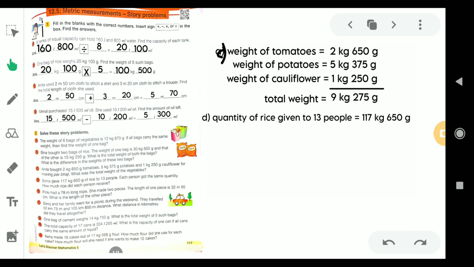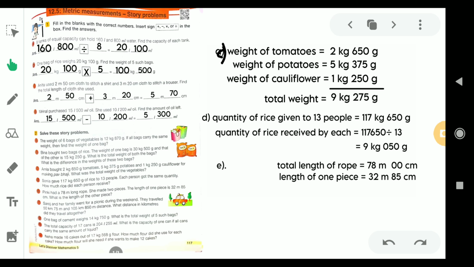Then the length of one piece of the rope after being cut is 32 meter 85 centimeter, and here we are finding the length of the other piece of rope. So we have to subtract the length of one piece of the rope from the total length of the rope. See here, we cannot subtract 85 from 0, so we borrow from here. So it would be 77, and it would be 100. So 100 minus 85 is 15, and 77 minus 32 would be 45. So the length of the other piece of rope is 45 meter and 15 centimeter.